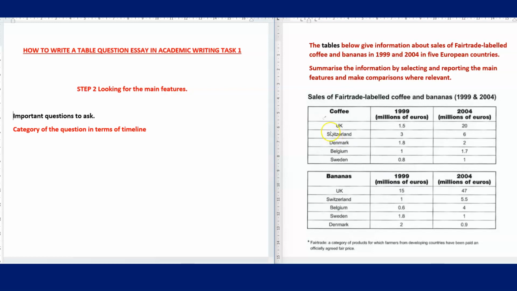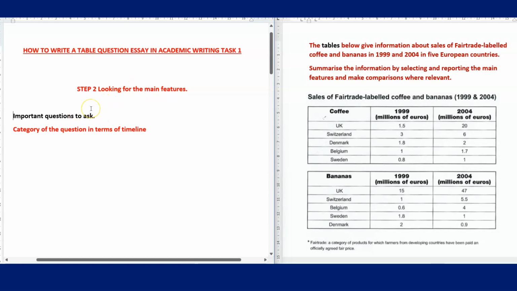So they don't want you to just tell them every single thing in the graph, like UK 1999 was 1.5, and then in 2004 was 20. Switzerland 1999, 3, 2004, 6. That is not what they want you to do. They want you to capture the whole picture of the graph, to give us the overall picture, and also give us the details in that particular picture. Okay, so that's what they are expecting you to do, and that's what they call summarizing the information. Okay, so we are looking for the main features in the graph.